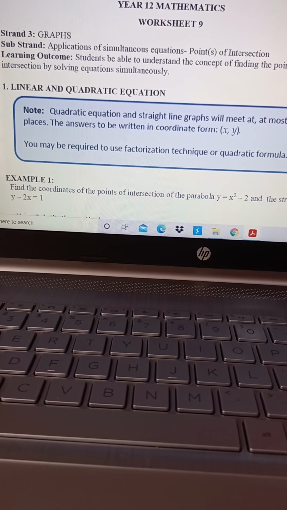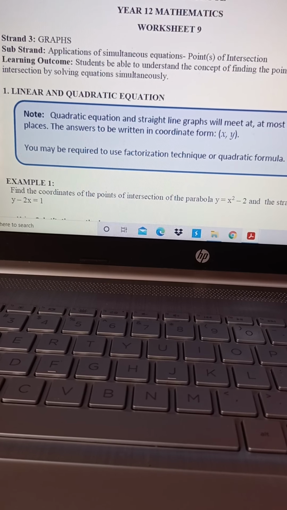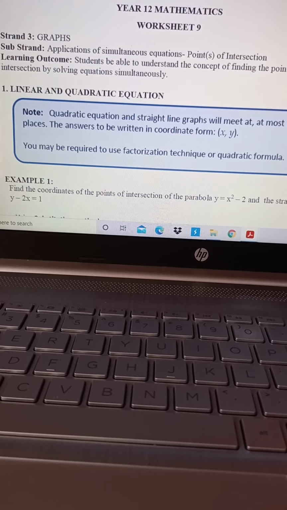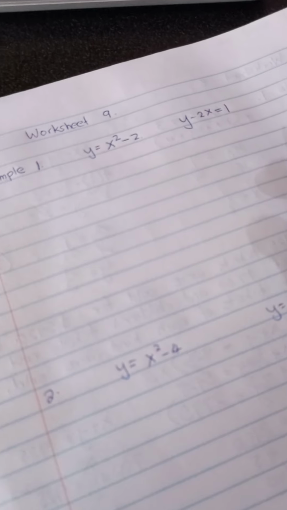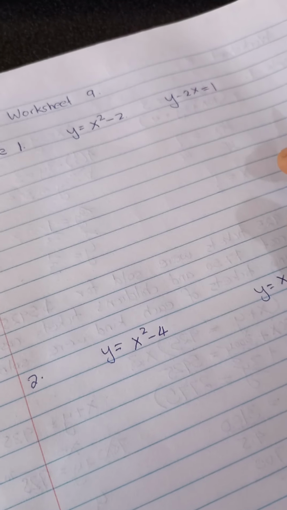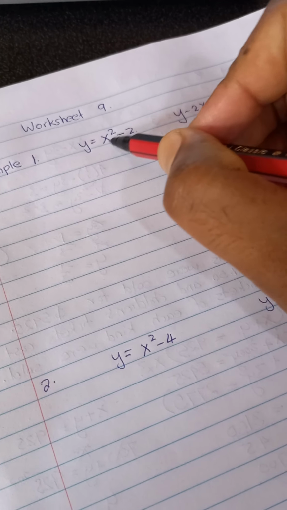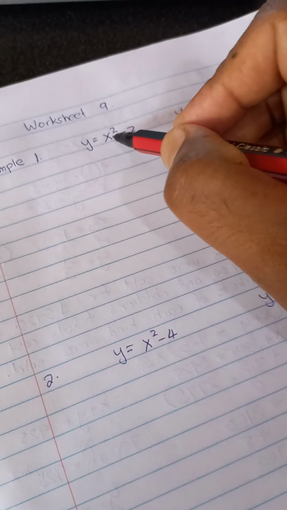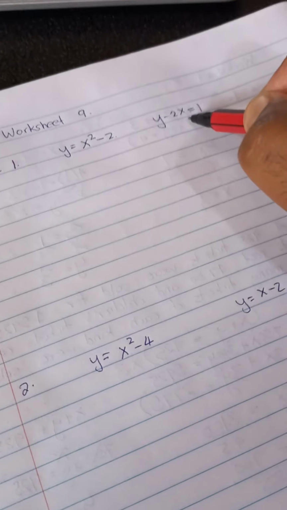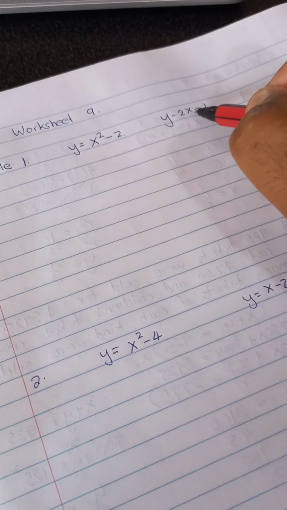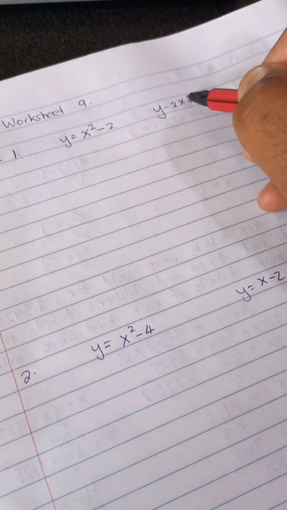Find the coordinates of the points of intersection of the parabola y equals x squared minus 2 and the straight line y minus 2x equals 1. Now this time, looking at the equations, you should be in a position of identifying what kind of graphs they are. This one here has a power of 2. X only has a power of 2. So this is the equation of a parabola or a quadratic function. This one here, y has a power of 1, x also has a power of 1. So this one here is the equation of a straight line.